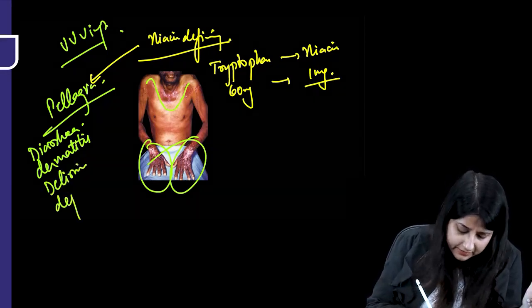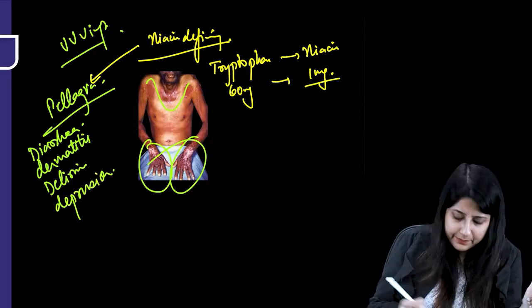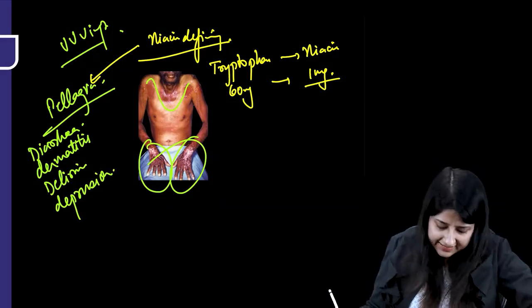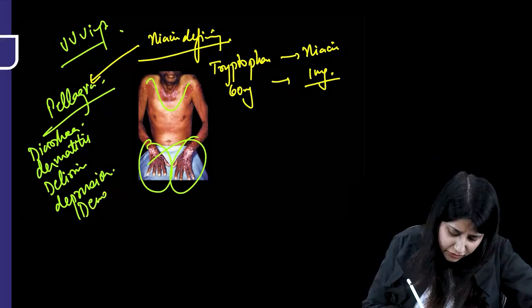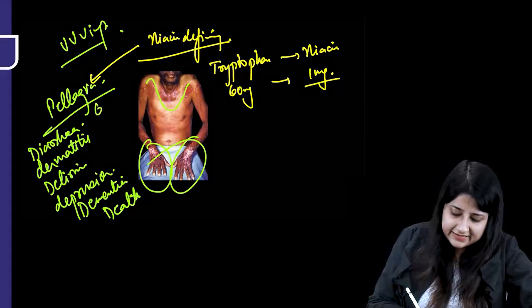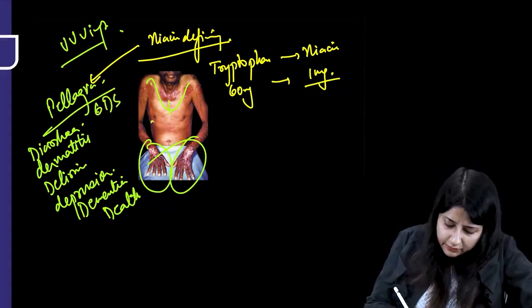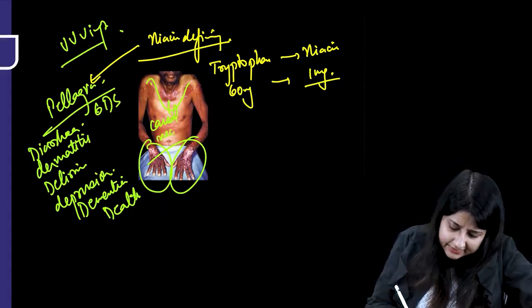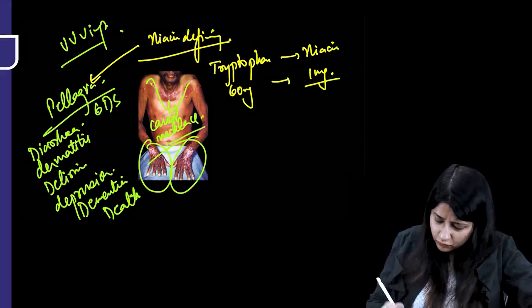Diarrhea, dermatitis, delirium, depression, dementia, very, very important, and death. So almost 6 Ds. Plus, what is this called? Castle's necklace. Now where do you see, in whom do you see this?